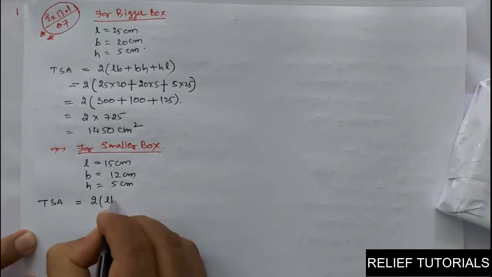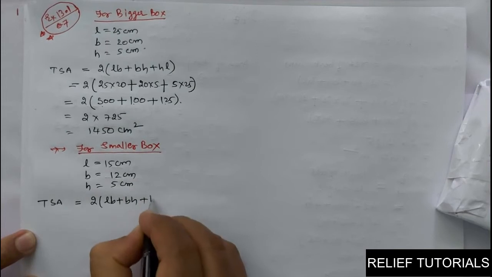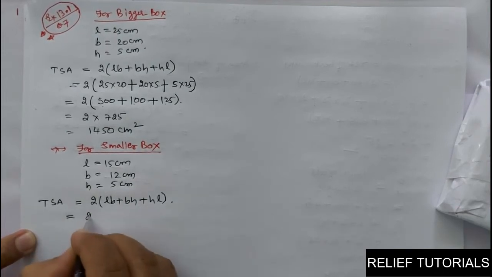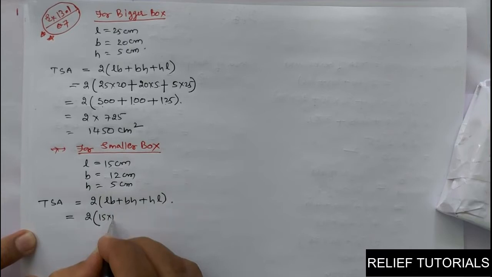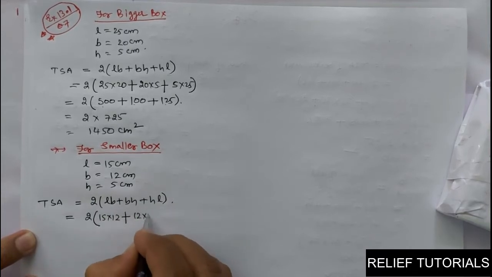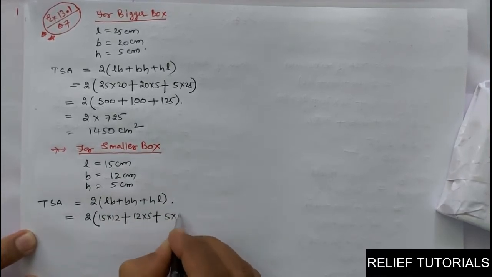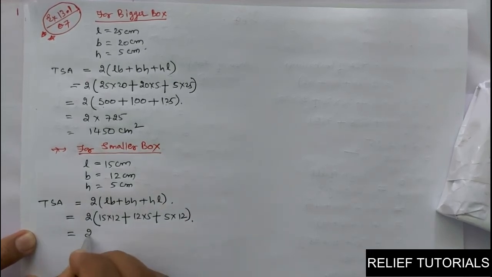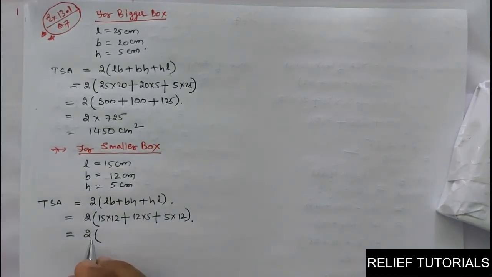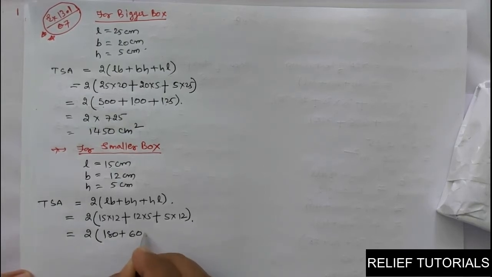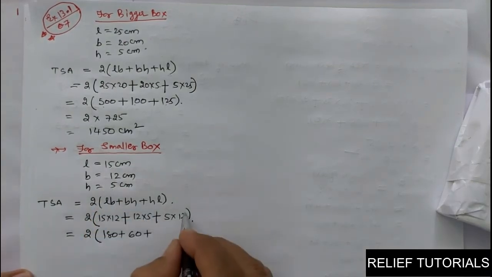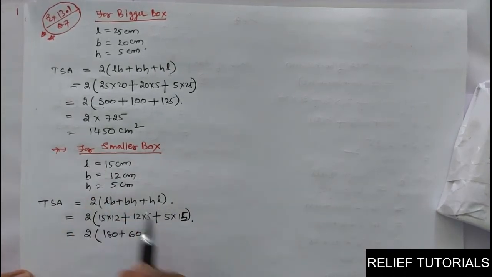So that is 2 into LB plus BH plus HL. Clear? So 2, length 15 into 12 plus 12 into 5 plus 5 into 15. So that is equal to 2 into, 15 12s are 180, 12 5s are 60, and height into length, height is 5, length is 15, so 5 into 15, 15 5s are 75.